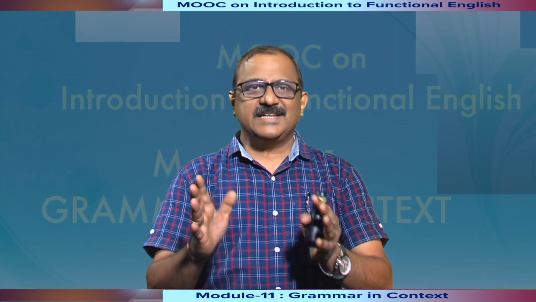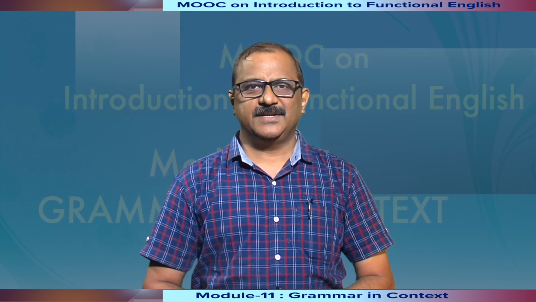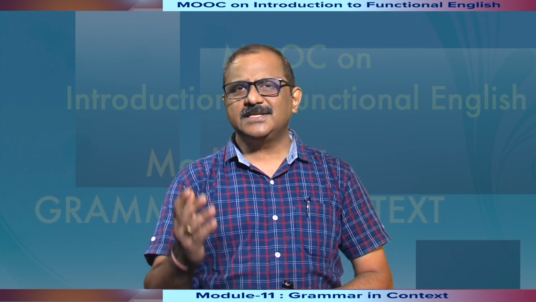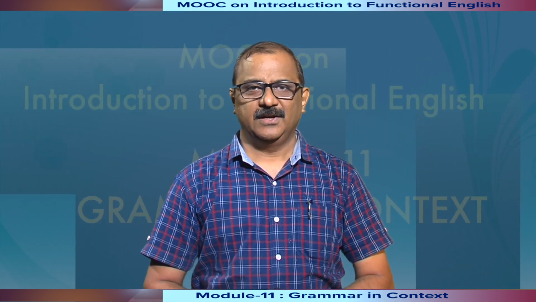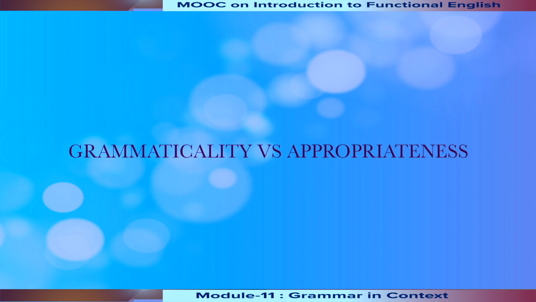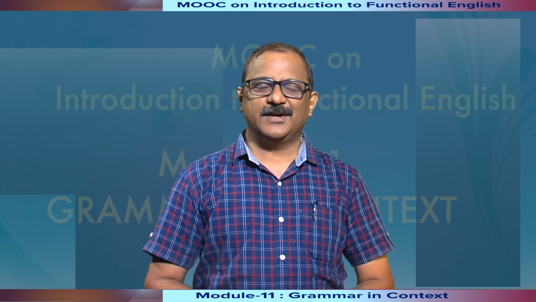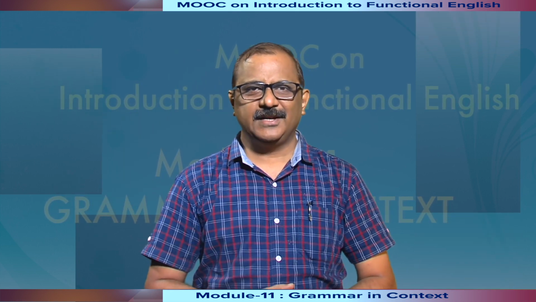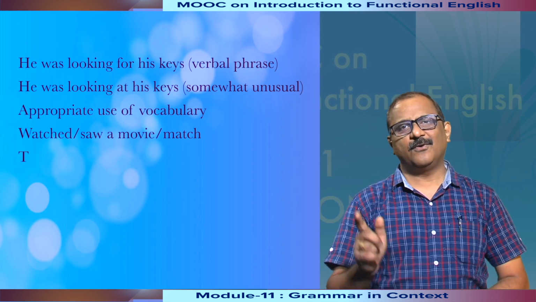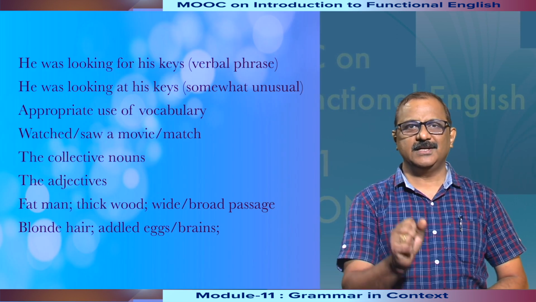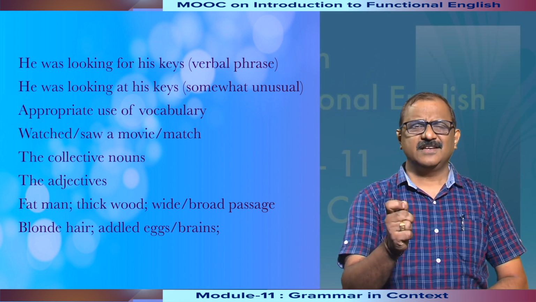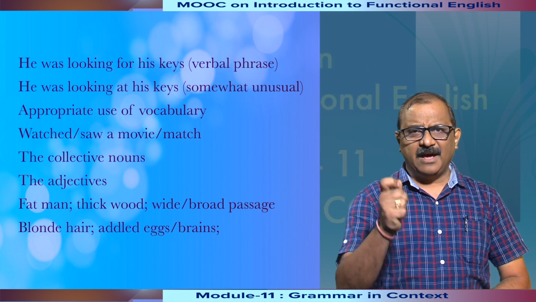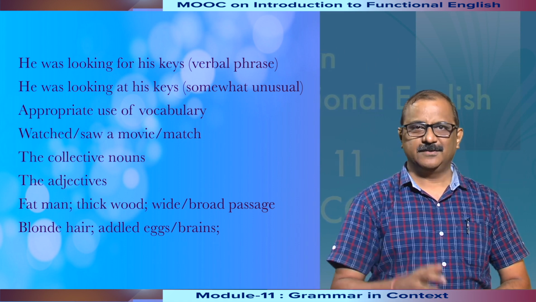So see, grammaticality basically, as I've said, refers to the consistent use of grammatically correct sentences or utterances, right? What then is appropriateness? Now, let's look at the sentence that we had already considered. He was looking for his keys. Here, for actually is what is called a verbal particle. That's the most common, and keys is something that habitually we tend to misplace.